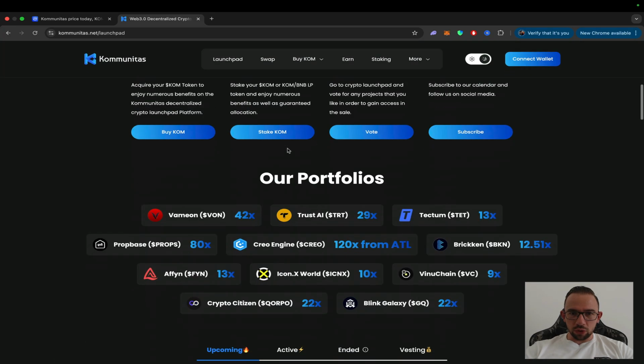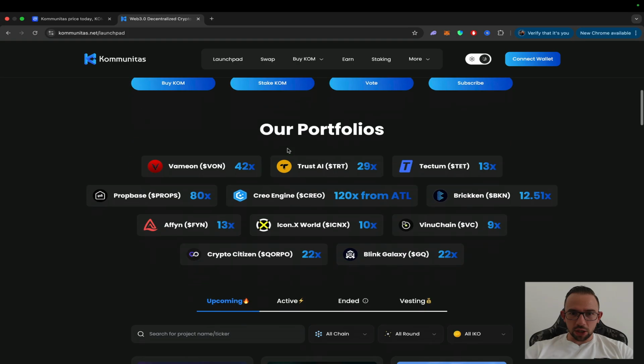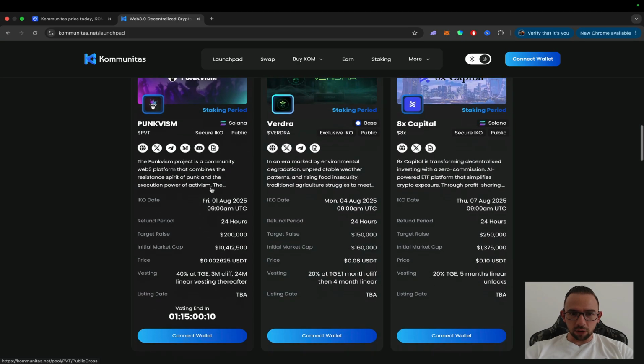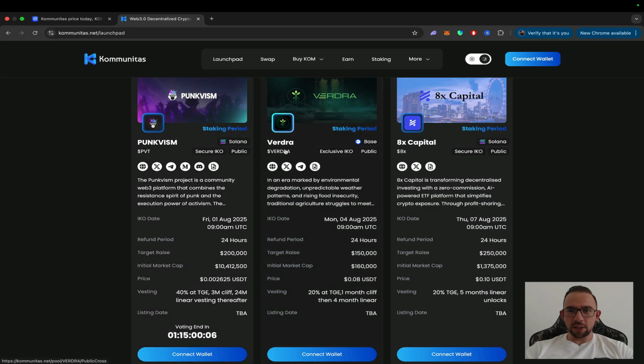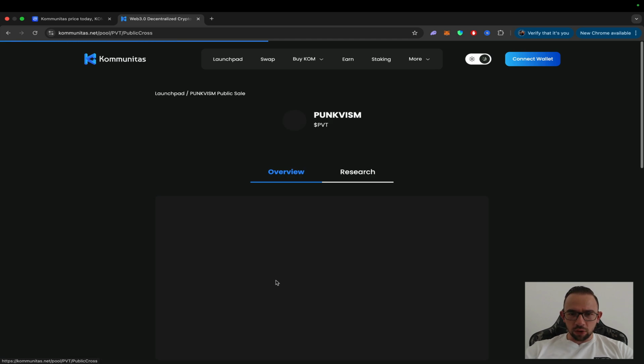In order to be able to do that, okay, so they changed their flow a little bit. Okay, here we go. They have a voting system at the moment, stake. So 8x capital, target raise 250K, IMC 1 million, 20% TGE. Okay, so here, this is exactly what I want to discuss. So this is a good example. Here you see vesting terms. They show an initial market cap.